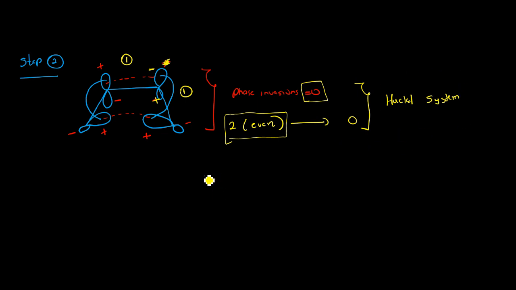Now let's say you can't make your whole interaction 0 phase inversion or an even number. You have 1 phase inversion or 3. This is not even, right? This is an odd number. So in this case, you can't make these phase inversions 0. In this case, we call this not a Huckel system. This is not a Huckel system. We call it a Mobius system.